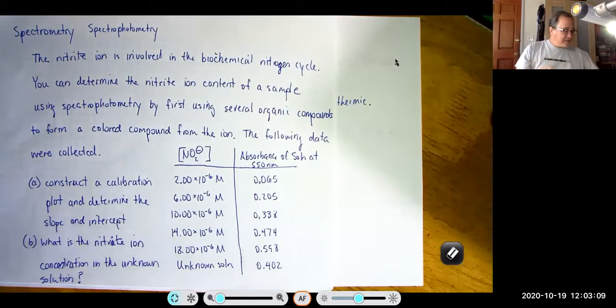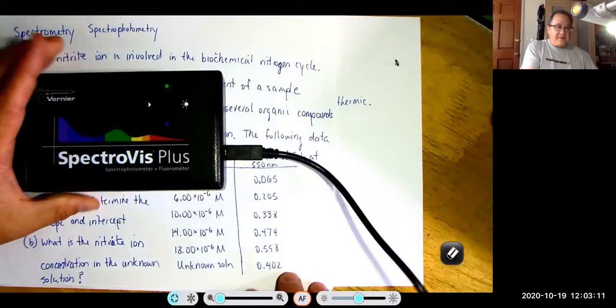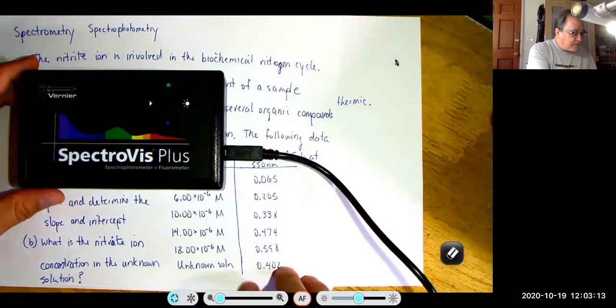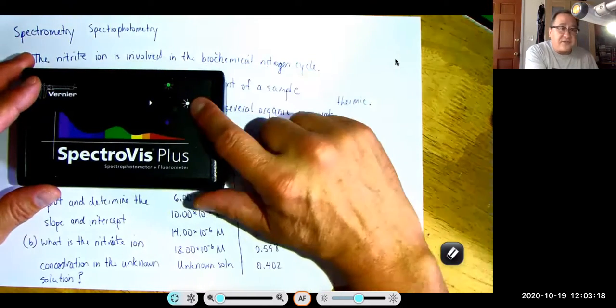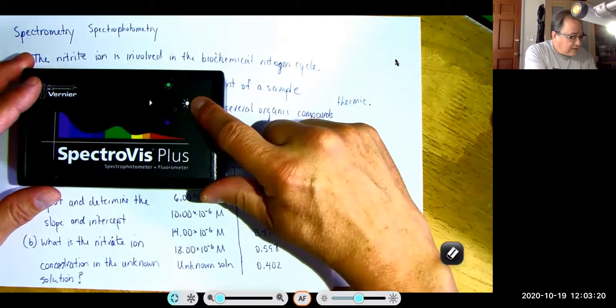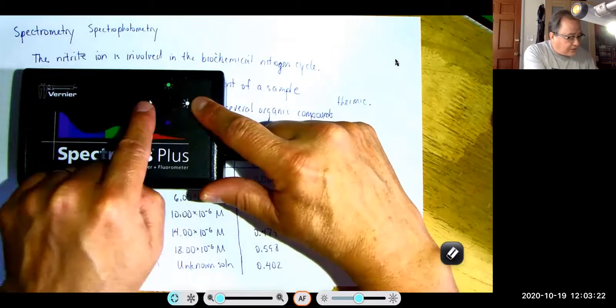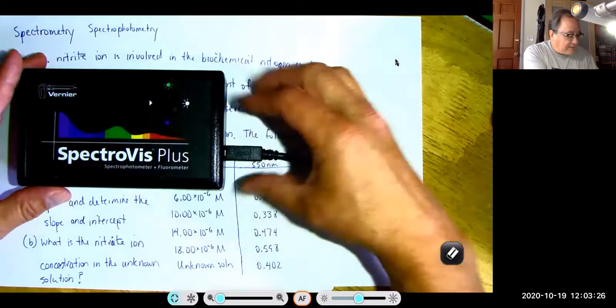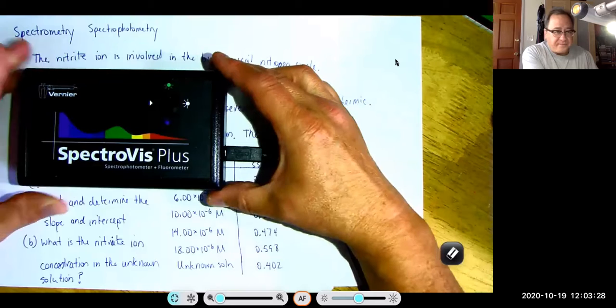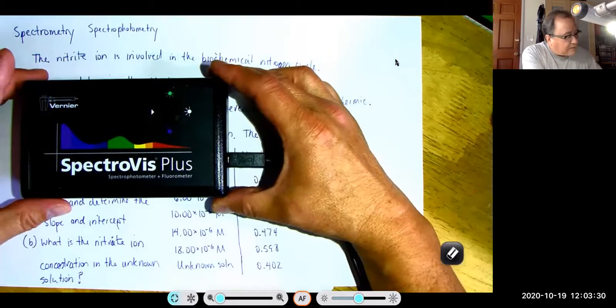This is a spectrometer right here. And this little symbol here means light. Light enters the source, and then it goes to the recorder, and the amount of light absorbed is recorded. And so let me show you what that kind of looks like.